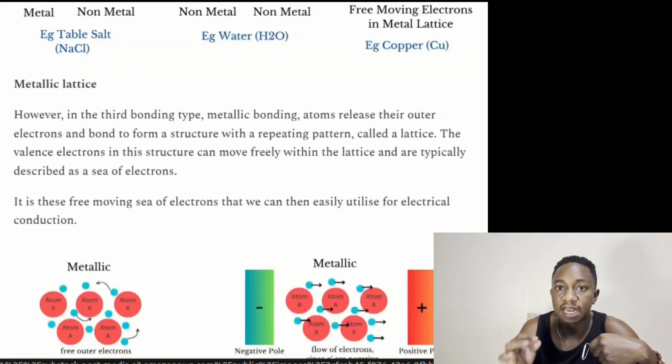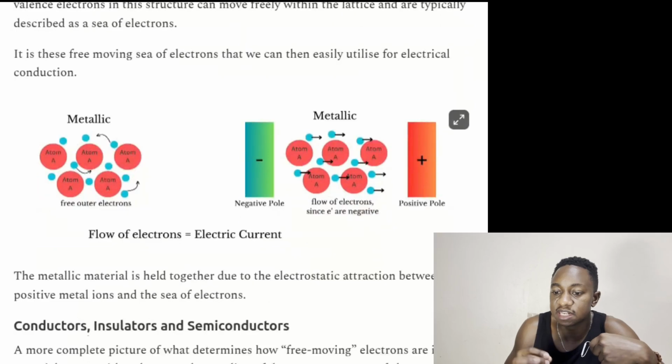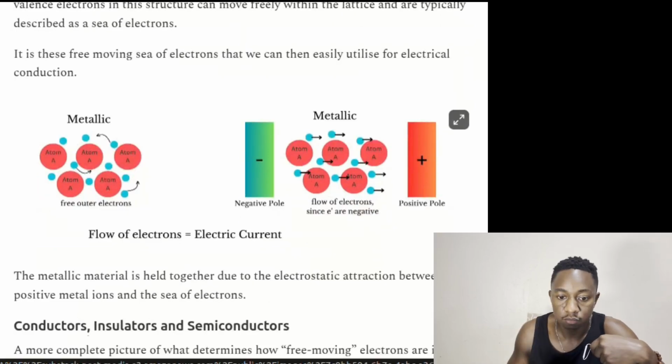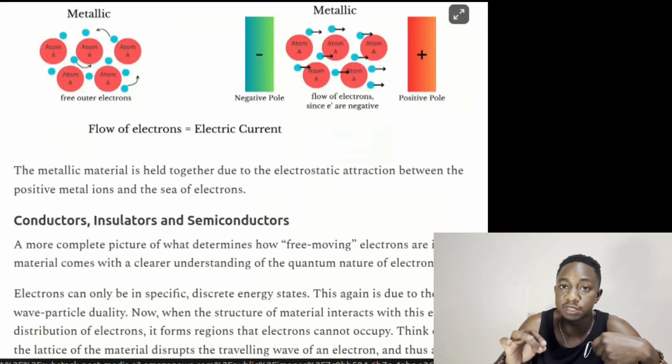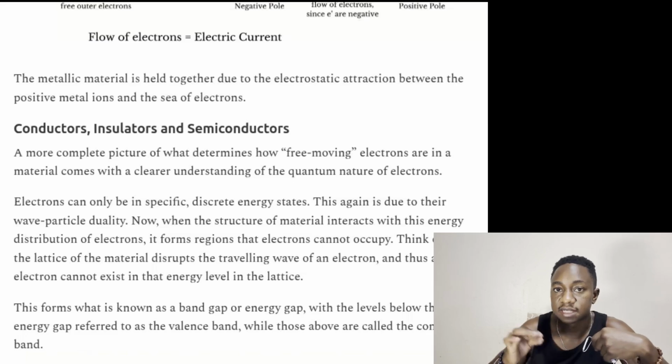Metallic lattice. However, in the third type of bonding, metallic bonding, atoms release their outer electrons and bond to form structures with a repeating pattern called a lattice. The valence electrons in this structure can move freely within the lattice and are typically described as a sea of electrons. It is this free-moving sea of electrons that we can easily utilize for electrical conduction. The metallic material is held together due to the electrostatic attraction between the positive metal ions and the sea of electrons.